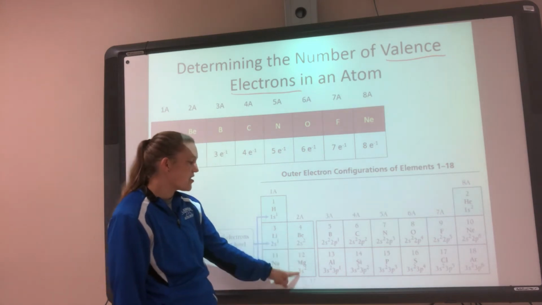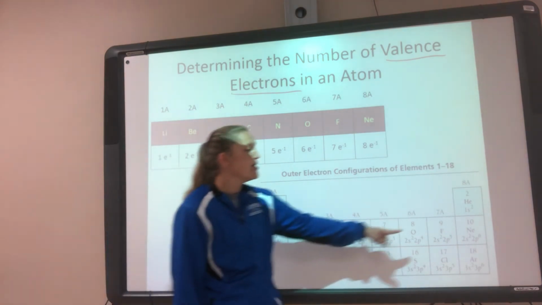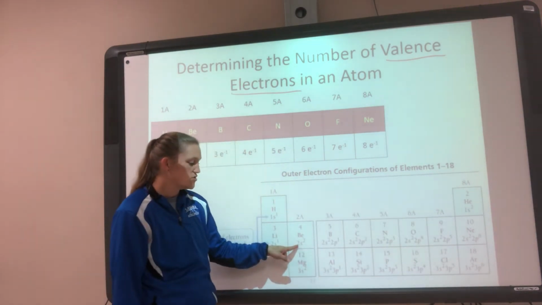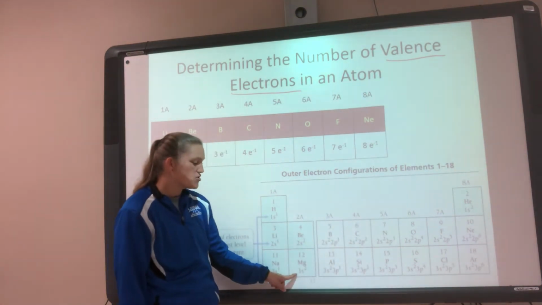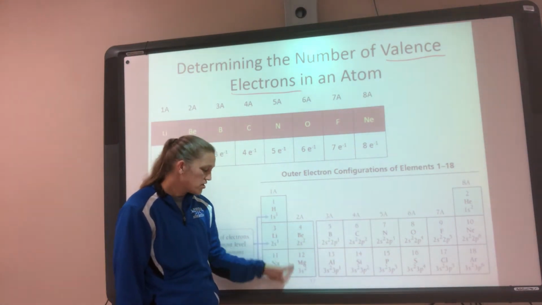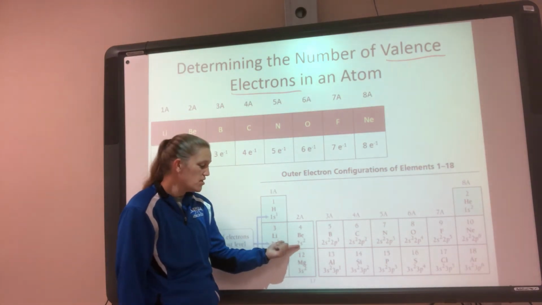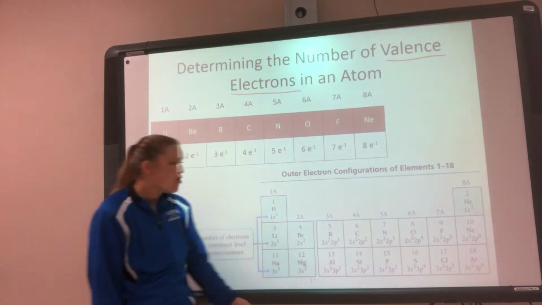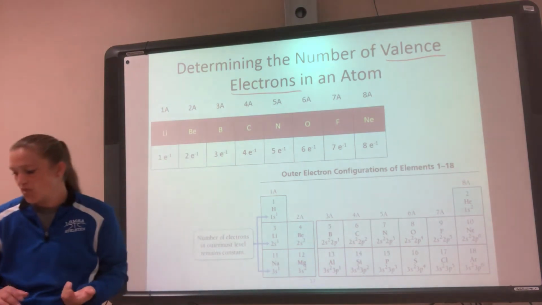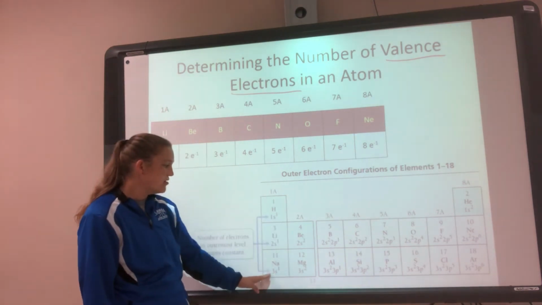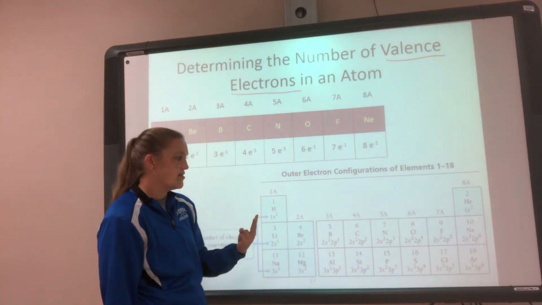Now let's look at the second column, beryllium. We would write his electron configuration as helium, 2s2. Magnesium's would be neon, 3s2. If we look, how many electrons are written after my noble gas? 2. So one of the things we can do is look at what column it is on the periodic table. Those in column 1 have 1 valence electron. Those in column 2 have 2 valence electrons.